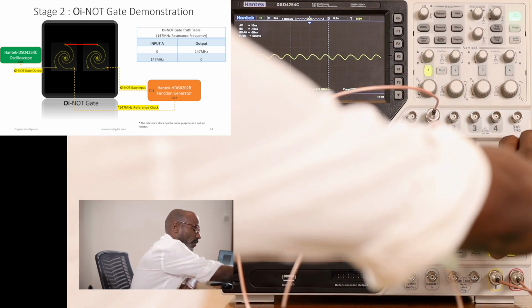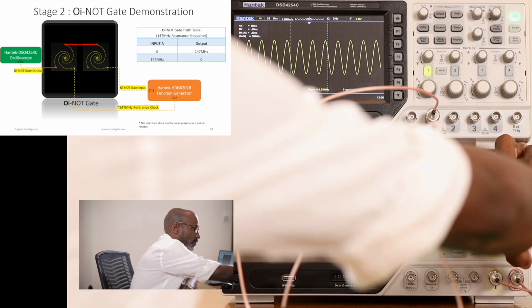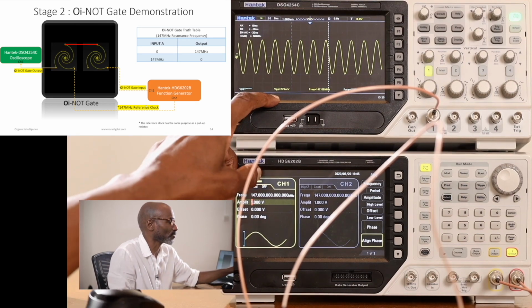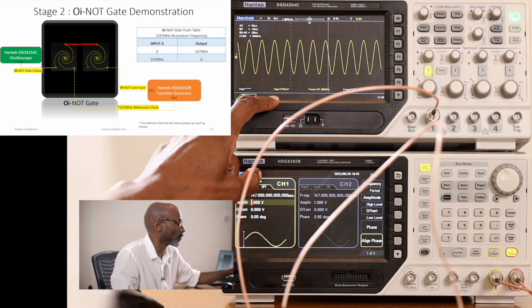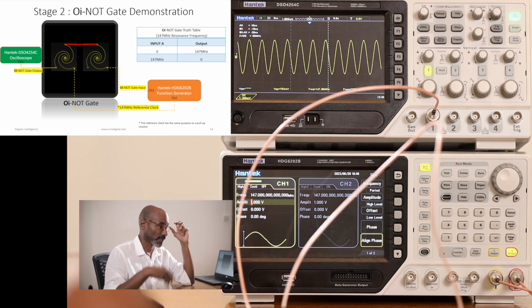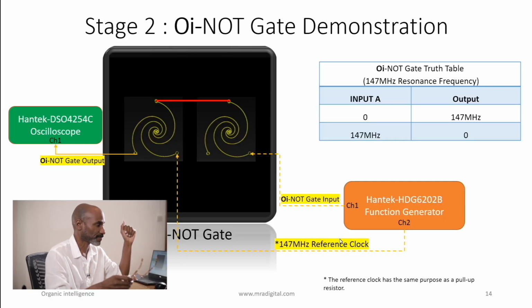If I turn off the input, to 0, you see we get 784 millivolts peak to peak on the output. So that's the inverter, or what we will call a NOT gate.